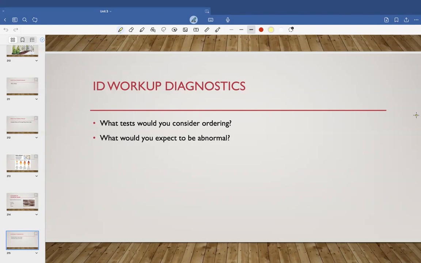What else would you expect to be abnormal, possibly? What are some of our inflammation markers? Yeah, very good.